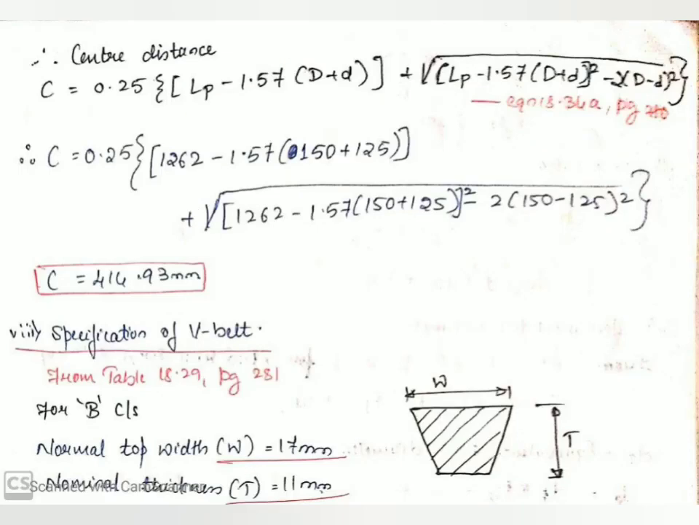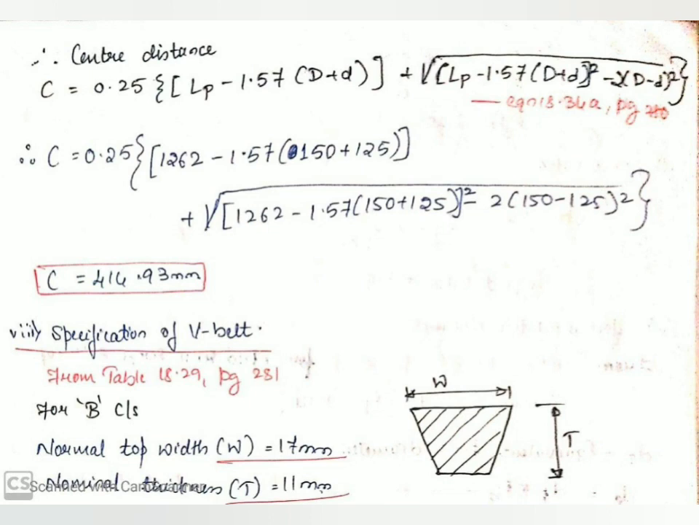Next, to find the change in center distance, we'll use equation 18.34a, page number 280, that is C equals 0.25 [Lp minus 1.57 (D plus d) plus or minus the square root of (Lp minus 1.57 (D plus d)) whole square minus 2 (D minus d) whole square]. Substitute the values and you'll get C equal to 414.93 mm.